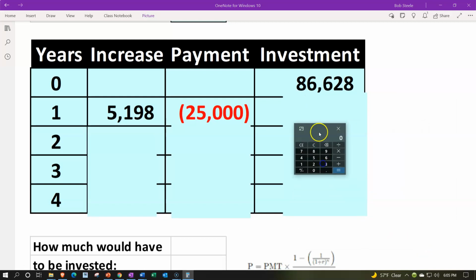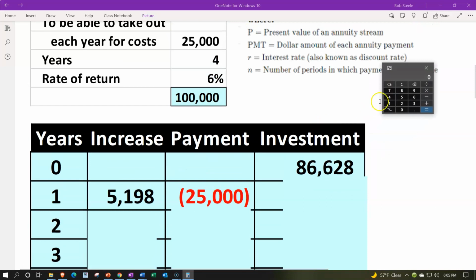So we're going to say if we've got the 86,628, can I make this any smaller? I can make it way smaller. All right, we got the trusty calculator.